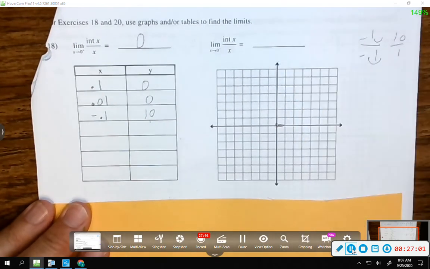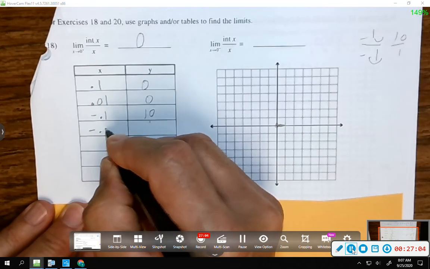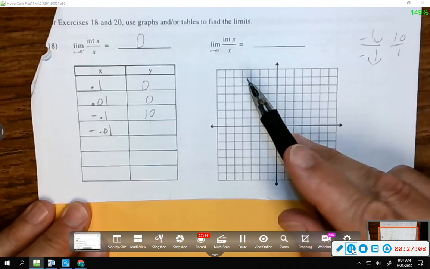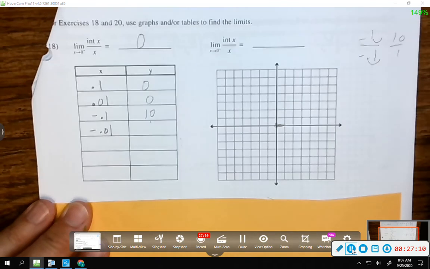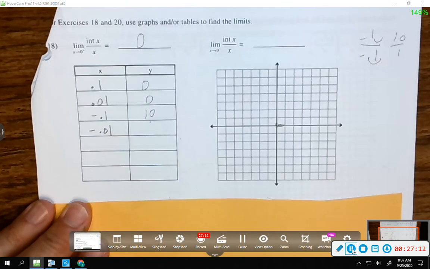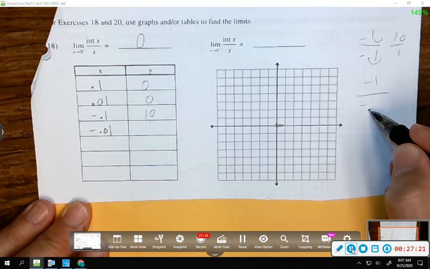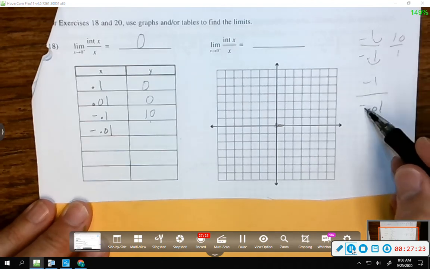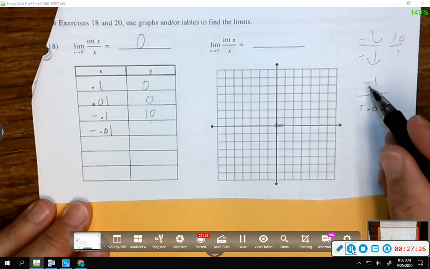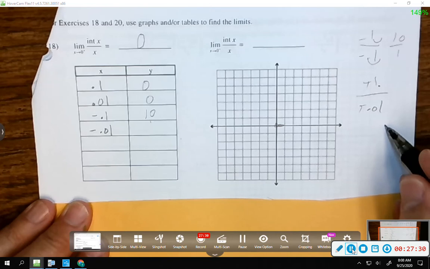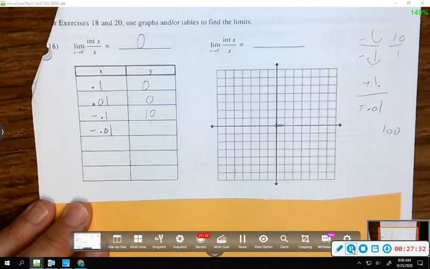What happens if I plug in negative 0.01? Closer to 0, but to the left. The integer value of negative 0.01, the closest integer that's less than or equal to negative 0.01, is negative 1 over negative 0.01. Negative over negative is positive. Move the decimal point 2 decimal places. 1, 2, 1, 2. That's 100 over 1.